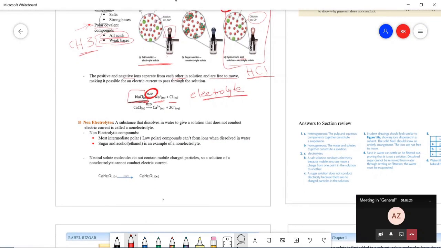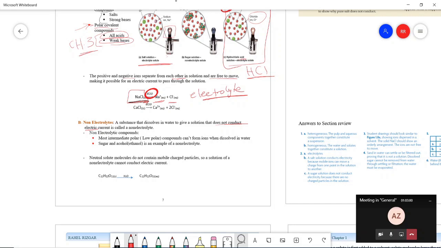What about non-electrolytes? A substance that dissolves in water to give a solution that does not conduct electric current is called a non-electrolyte. See, they dissolve. We don't have a problem with dissolving. They become solutions. But when they become solution, they just don't become ions, they just don't conduct electricity. That's it. But they actually dissolve.